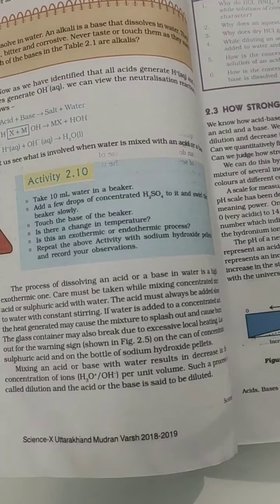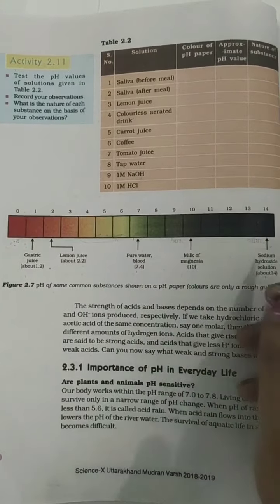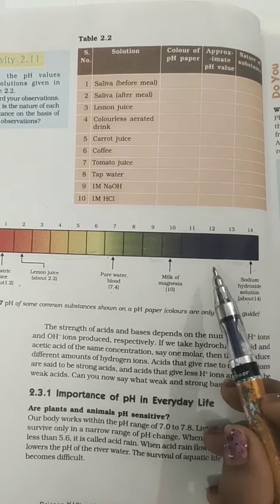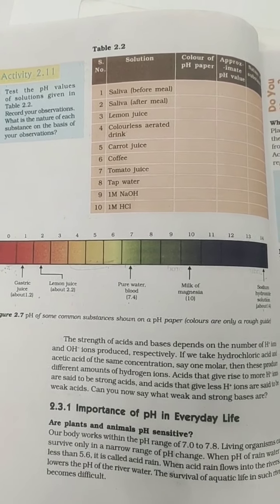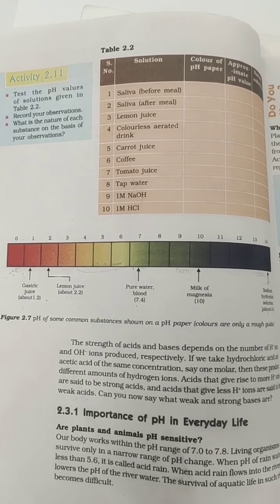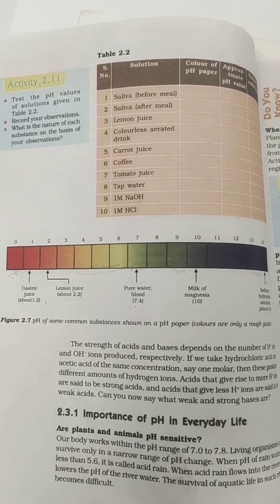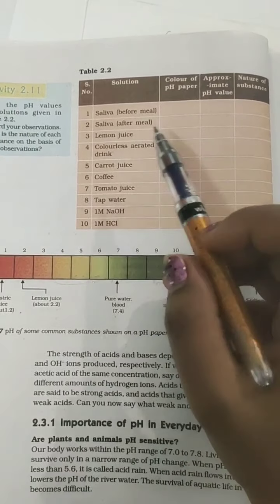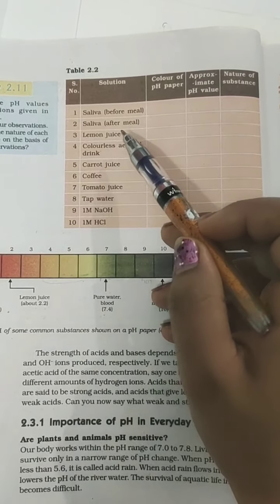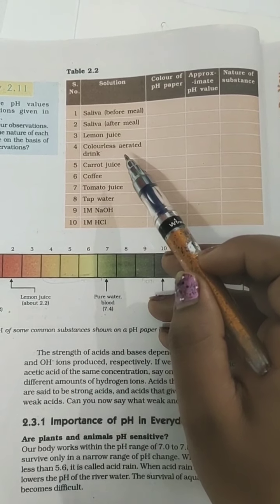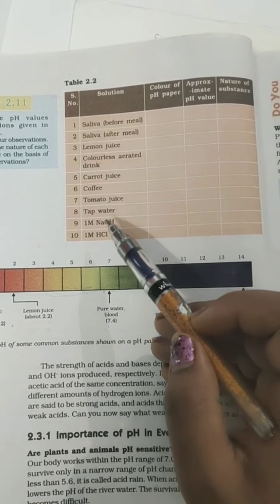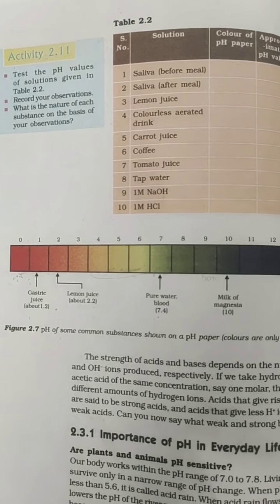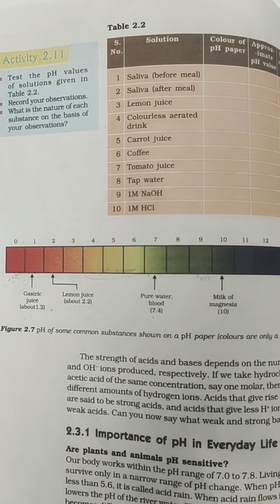Here in your book you have a colorful table, a chart which has different colors. These colors show the different pH values. For example, there are different solutions like saliva before meal and saliva after meal, lemon juice, colored aerated drinks, carrot juice, coffee, tomato juice, tap water, NaOH and HCl solutions. We don't have any laboratory at home, but when the schools reopen, we are going to do this.